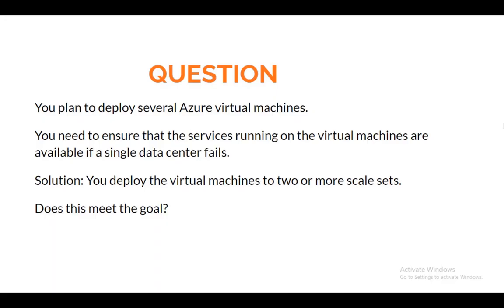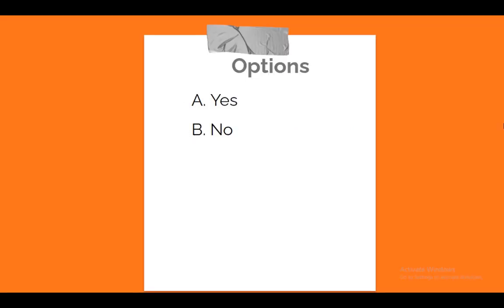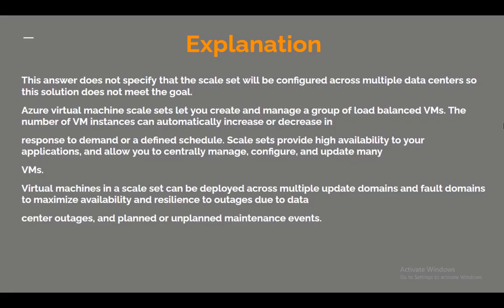Next question. You plan to deploy several Azure virtual machines. You need to ensure that services running on the virtual machines are available if a single data center fails. Solution. You deploy the virtual machines to two or more scale sets. Does this meet the goal? And here are the options. Option A, yes. Option B, no. And the correct answer is Option B, no. Explanation. This answer does not specify that the scale set will be configured across multiple data centers, so this solution does not meet the goal.